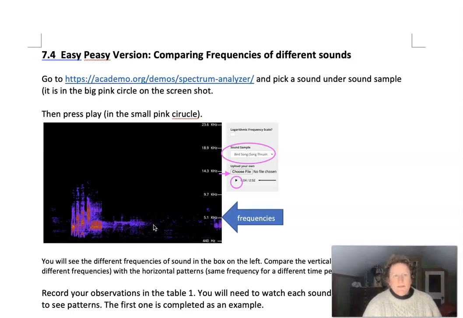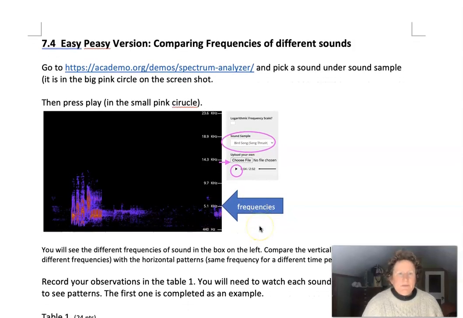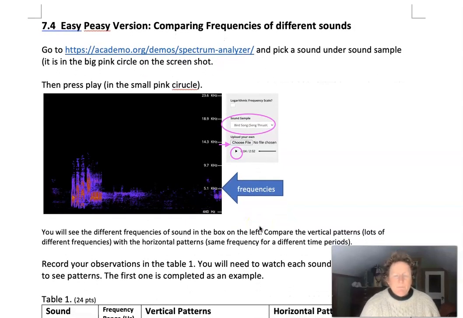Hello scientists, this is Dr. B and we're going to talk about Lab 7.4. This is the easy peasy version. There is another more interesting version with more choices, but this is the get it done mode.